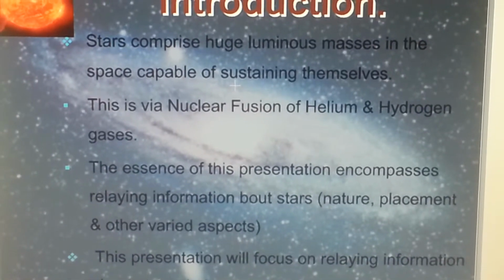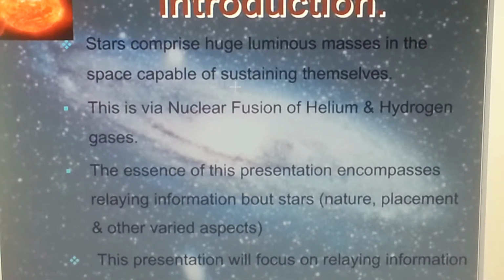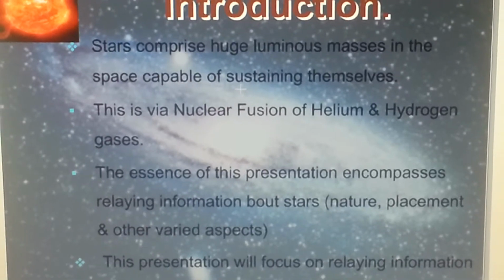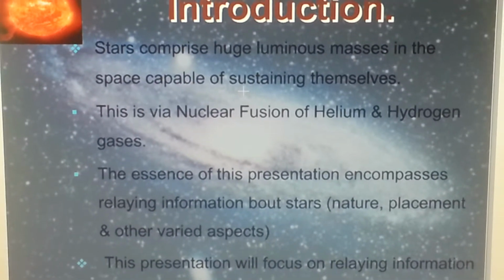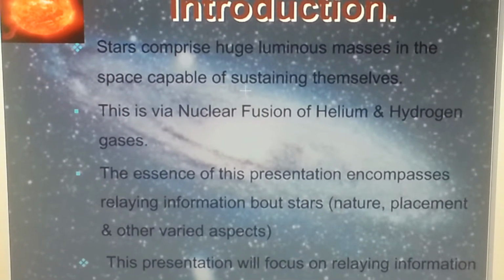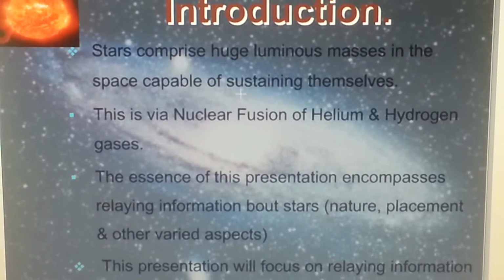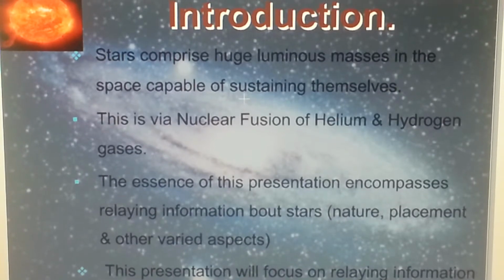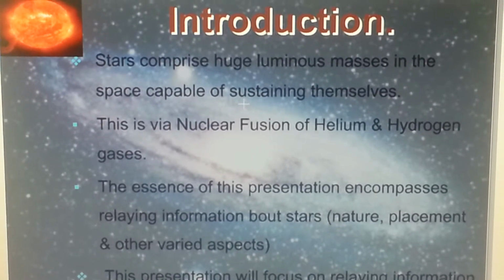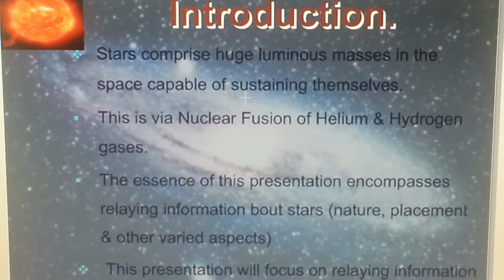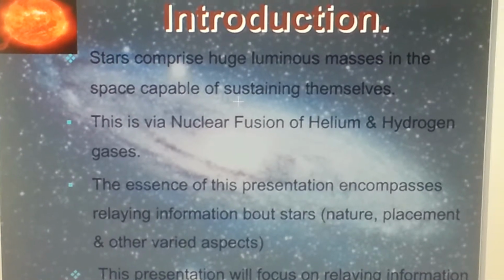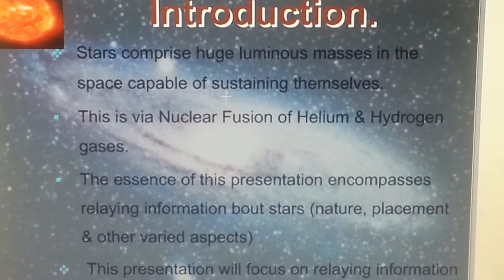The helium and hydrogen you can read more about in your textbook if you go to page 366 and read where it says the hydrogen mass is about 71% and the helium is about 27%. So on page 366 in your textbook, you can read up more on nuclear fusion.